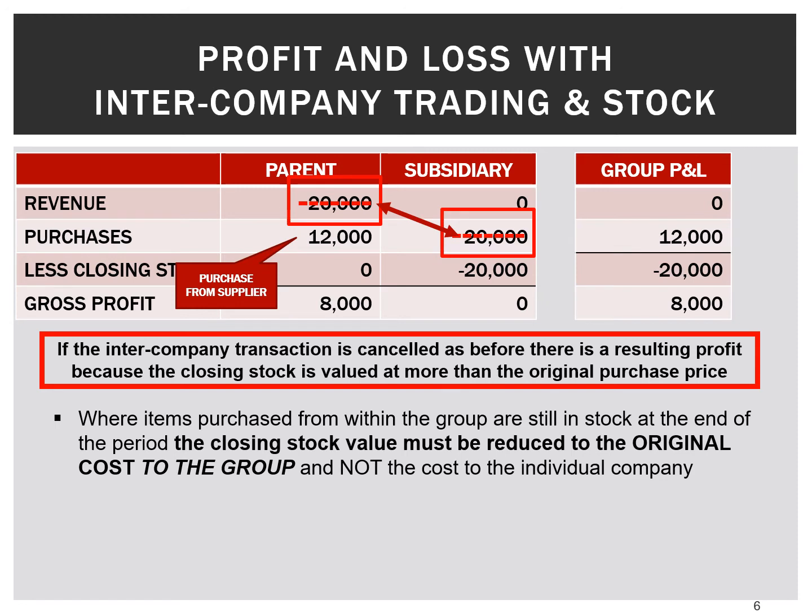What we need to do is to reduce the value of that closing stock, because we don't want to show it at the cost to the subsidiary company. Remember, we're trying to show what the situation would be if everything was carried on by just one company. What we need to do is to value that closing stock at the cost to the group of companies, the original cost to the group. And you can see in this case the original cost was the £12,000 that the parent company paid to the supplier.